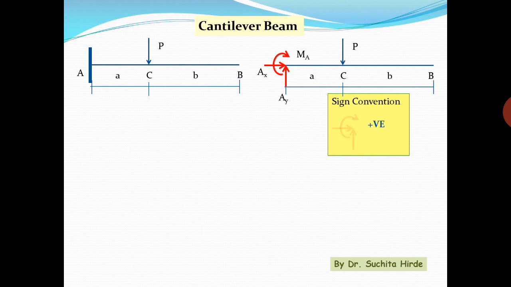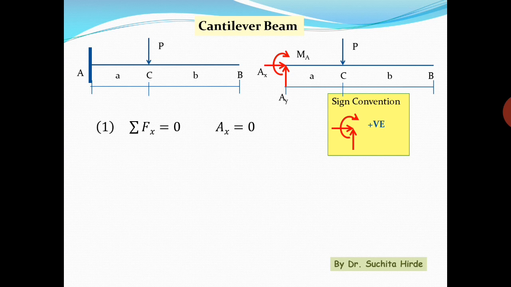So for this, here we are considering sign convention as vertically upward force as positive, horizontal force towards right as positive, and clockwise moment as positive. So this will be our sign convention for this video. So here when you apply first equilibrium condition, that is summation Fx equal to 0, we will get Ax equal to 0 because in x direction there is only one force, that is Ax.